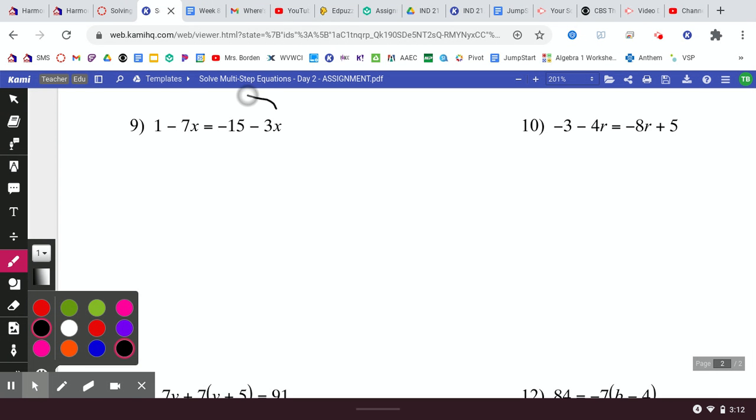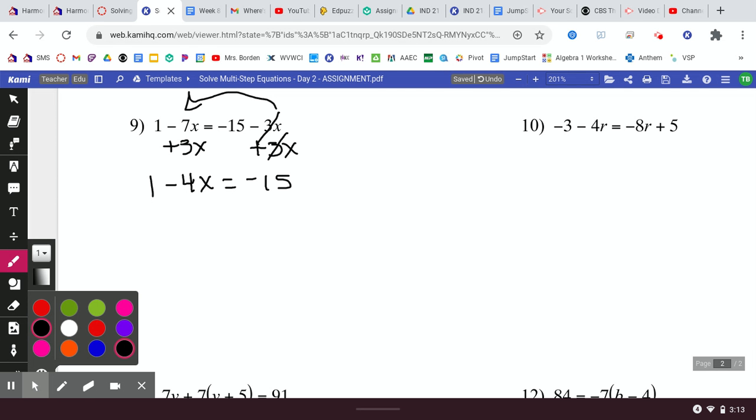Okay, I'm going to go ahead and move this 3x over here. So to do that, it's a -3x, so I'm going to go +3x and +3x. Now that leaves me 1. -7 and +3 leaves me -4x, right? A negative and a positive, you subtract and take the sign of the bigger number, and my 7 is bigger, so I'm going to use a negative sign. Now that leaves me -15 over here, and this is gone now.